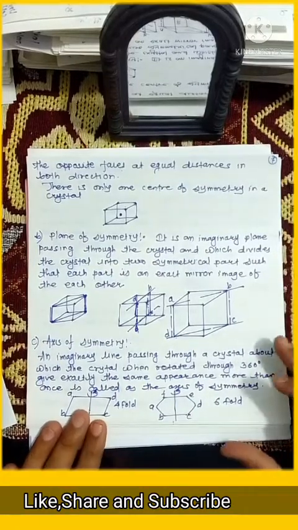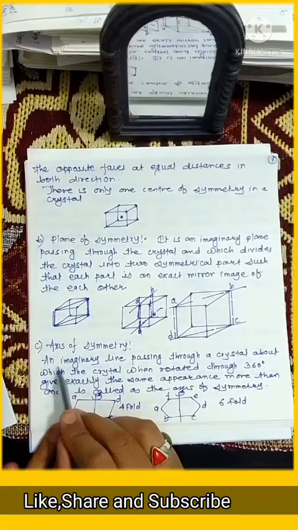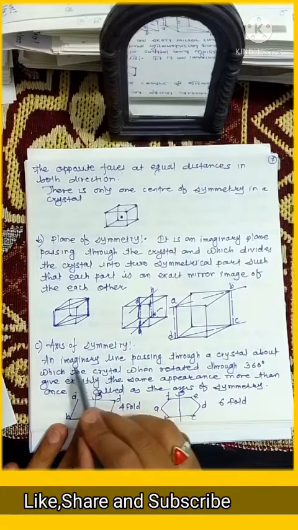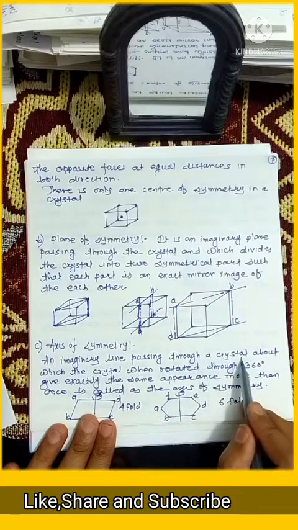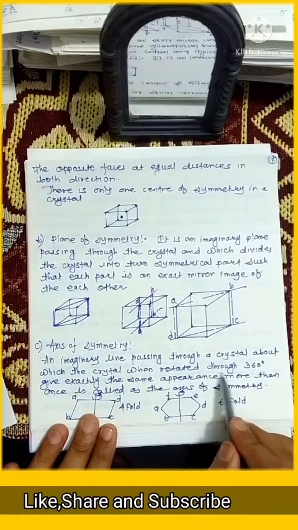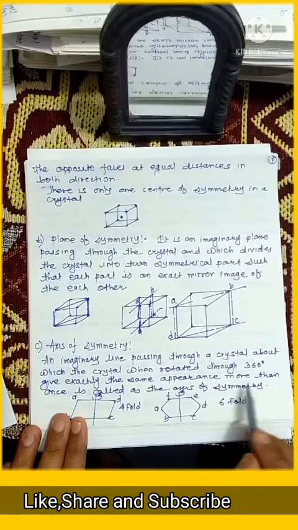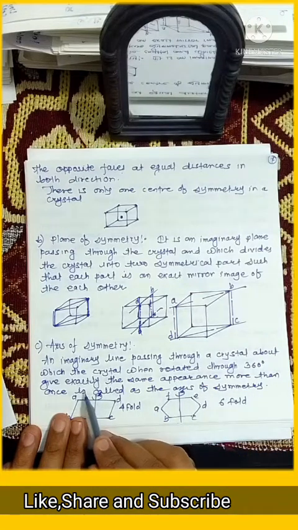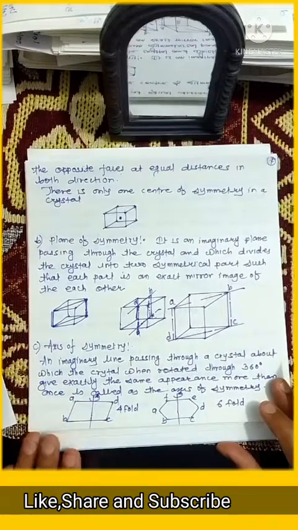Now we are going to see axis of symmetry. What is axis of symmetry? An imaginary line passing through a crystal about which the crystal, when rotated through 360 degrees, gives exactly the same appearance more than once is called an axis of symmetry.